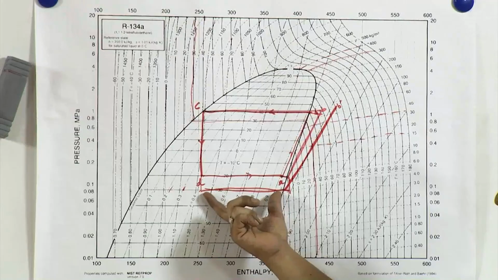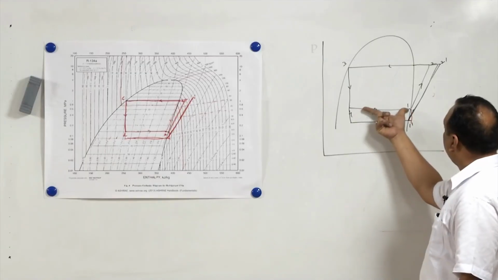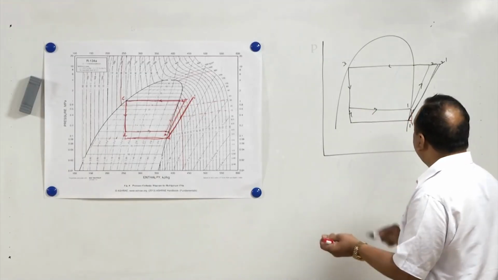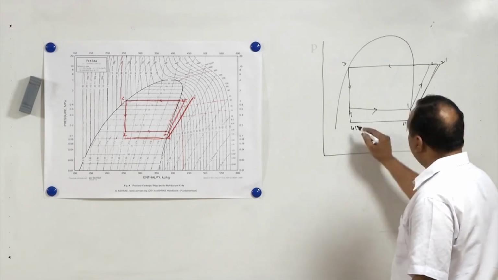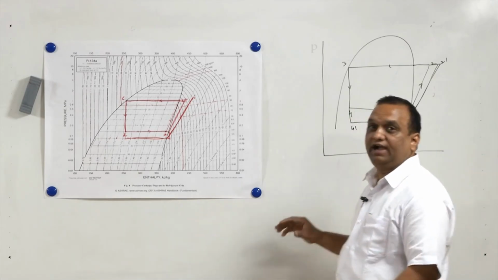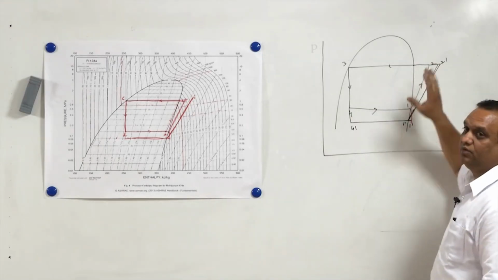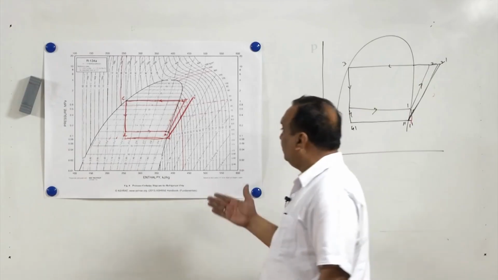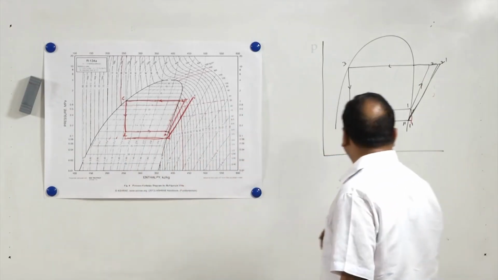First, the refrigerating effect is reduced. Earlier it was 4-1 here, now 4-1 has shifted to 4-1 dash. So, 1 has shifted to here, 1 dash. So, the refrigerating effect has reduced. At the same time, the compressor work has increased. So, we are the loser at both the ends and the COP of the cycle has to go down, definitely reduce in this case.